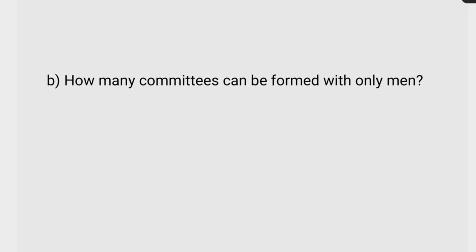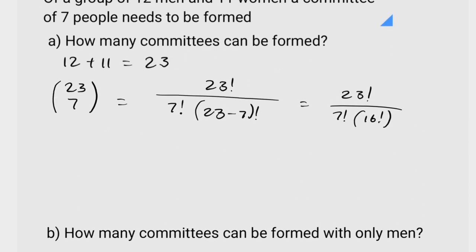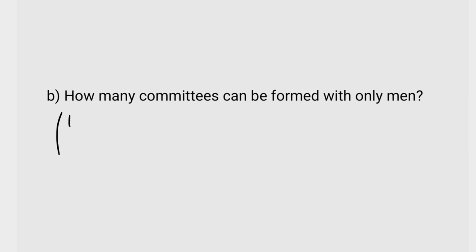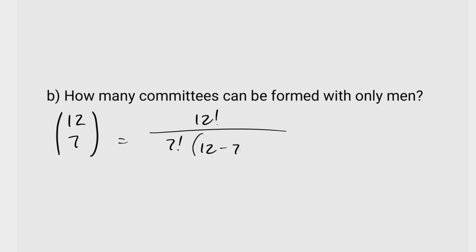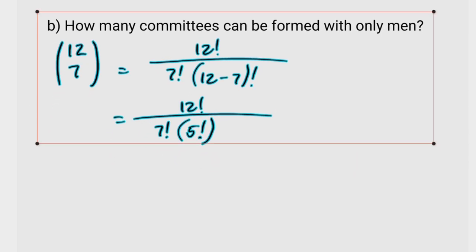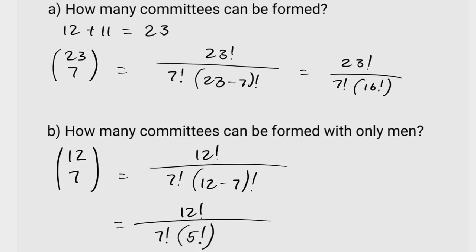Okay, how many committees can be formed with only men? What we must notice is only men, there are 12 men, and so it's still a committee of 7. So it's going to be 12 choose 7, 12 factorial over 7 factorial times 12 minus 7 all factorial, that's equal to 12 factorial over 7 factorial times 5 factorial. And yep, that's our answer. I'm just saying it because I think it's correct.